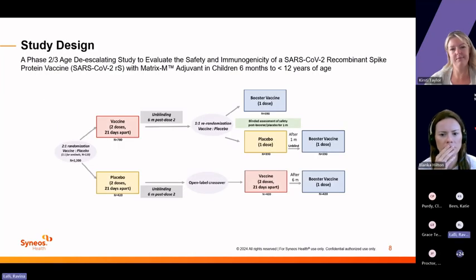So first, it's important to understand the study design itself. This project is based on a phase 2/3 randomized observer-blind placebo-controlled age de-escalation trial to evaluate the safety and immunogenicity of 2 primary doses and a booster dose of the COVID-19 vaccine, given 21 days apart in pediatric populations. So what does that all mean?